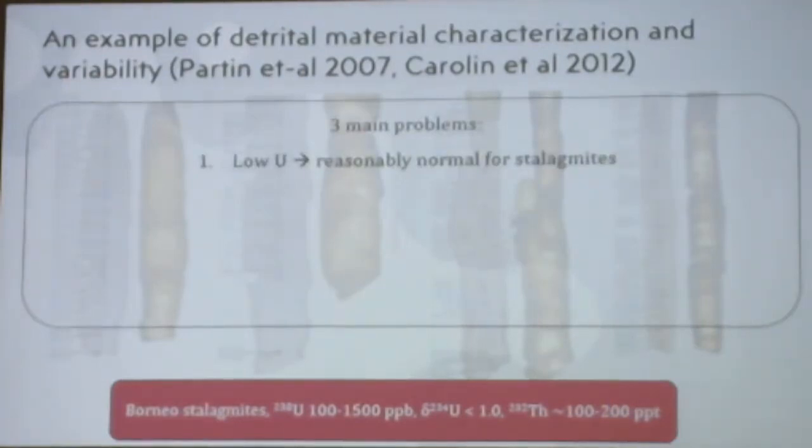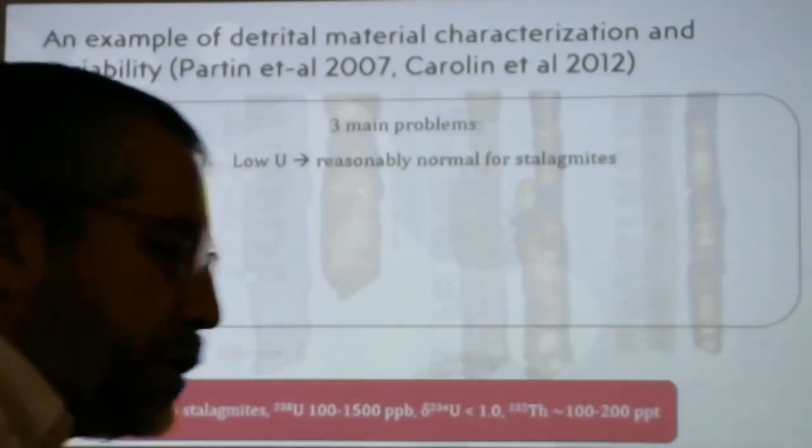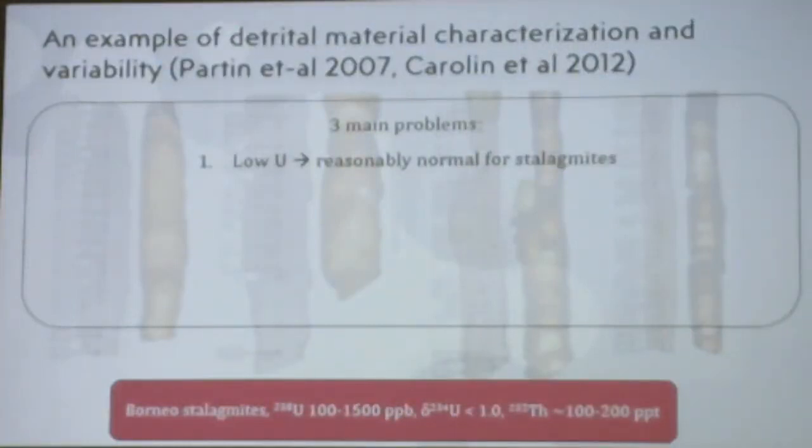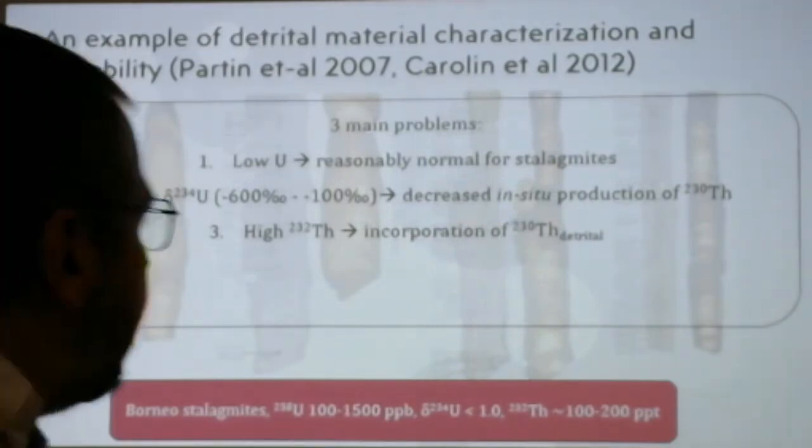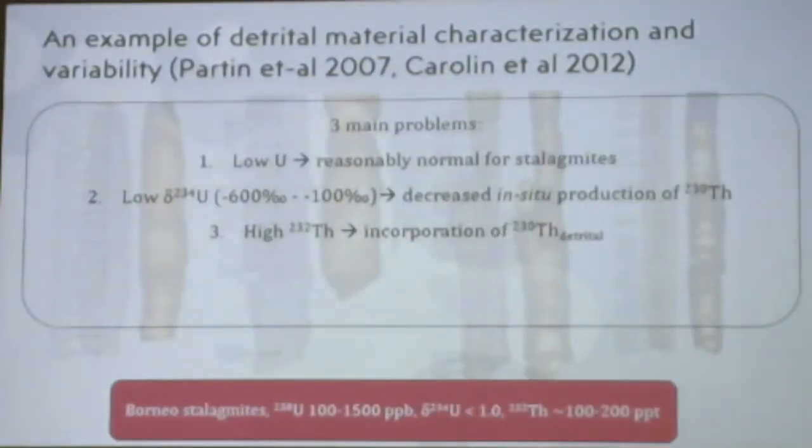These stalagmites have three problems. And these are problems which are not uncommon, actually. Very low uranium concentrations, which are not different to many other stalagmites. They have around 50 ppb of uranium, up to 100 ppb, up to 1.5 ppm. But they have very low uranium-234. And because they have very low uranium-234, the production of radiogenic thorium-230 is depressed. It's actually very low. And they have high thorium-232, which basically means that there's an incorporation of thorium-230. So there's a significant bias on the ages if they are not corrected.